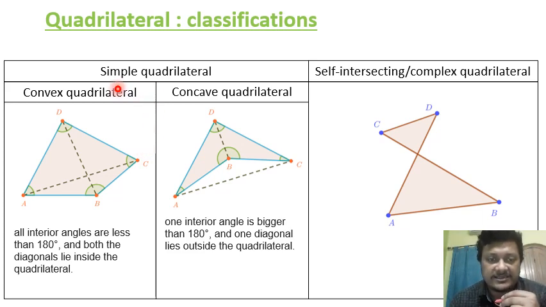Now simple quadrilaterals can also be divided into two classes, convex and concave quadrilaterals. Convex quadrilaterals are those where the interior angles are all less than 180 degrees and the diagonals lie inside the area of the quadrilateral. But in the case of a concave quadrilateral shown by this image, one of the diagonals lies outside of the area and one of the interior angles has a measure more than 180 degrees.